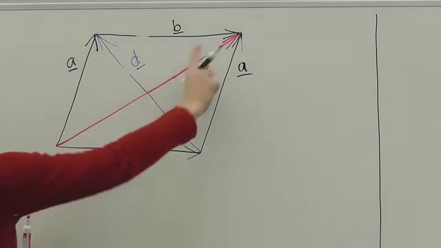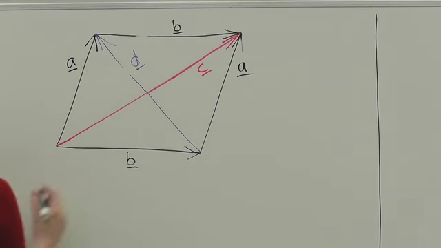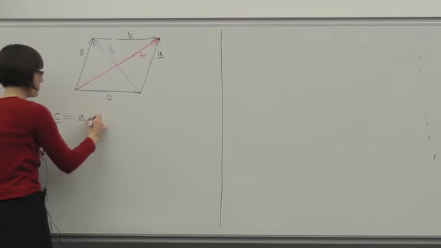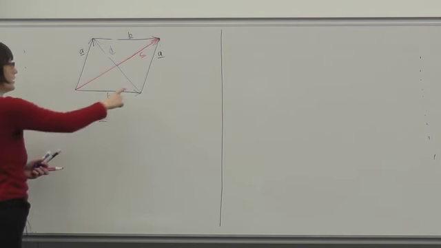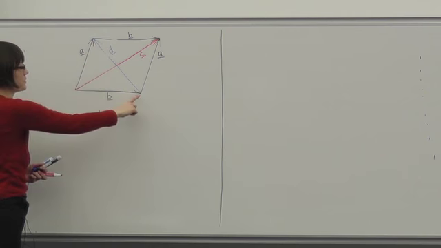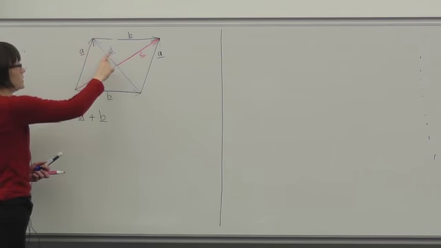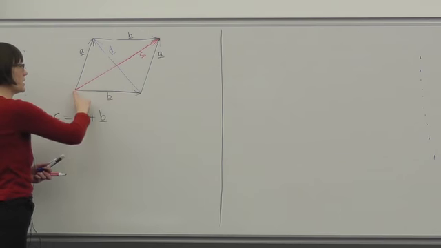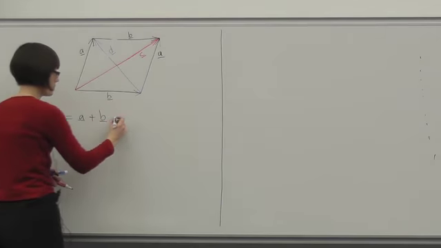So we can see that going along C is the same as going along A and then along B. So the vector C is equal to A plus B. And similarly, going along D is the same as going backwards along B and then along A. So D is equal to minus B plus A, or in other words, A minus B.